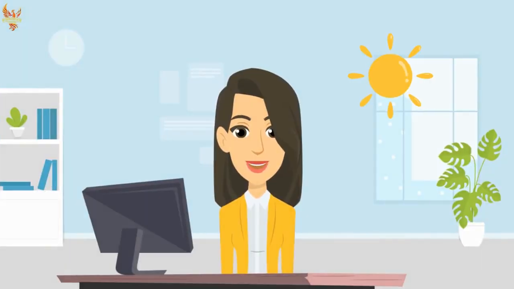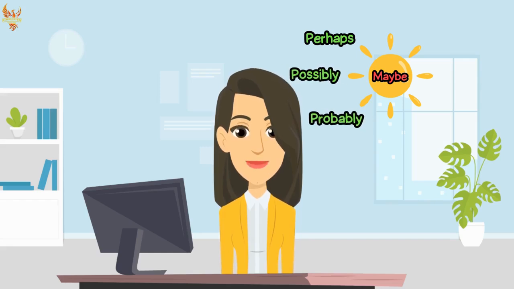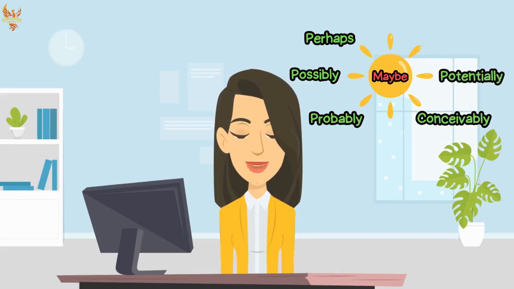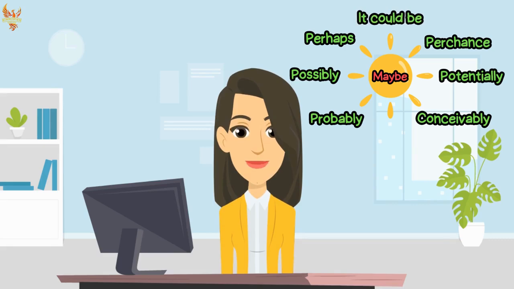Now let's stop for a moment and give you the first tip for today. During the IELTS test, don't use the word maybe. There are better alternatives. For example, perhaps, possible, probably, conceivably, potentially, perchance, and it could be. Now let's go back to our list.